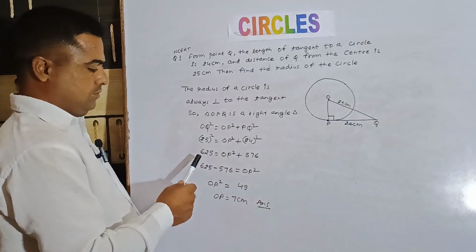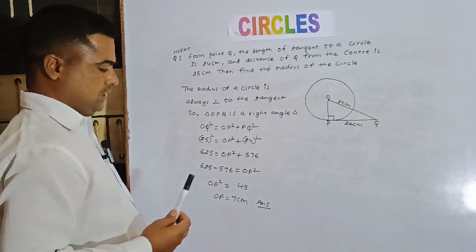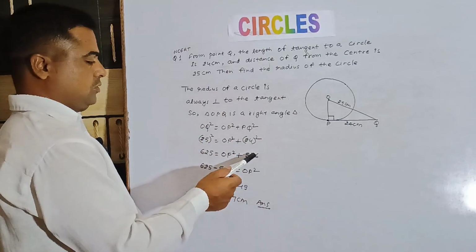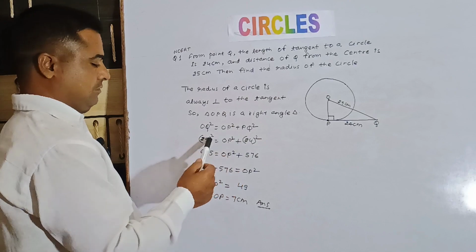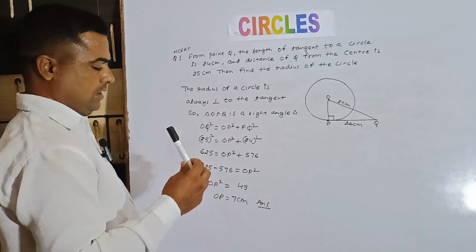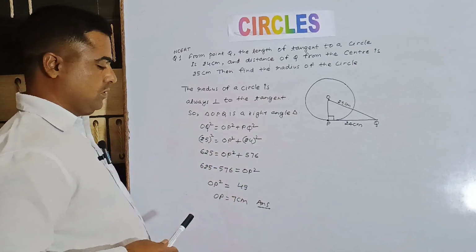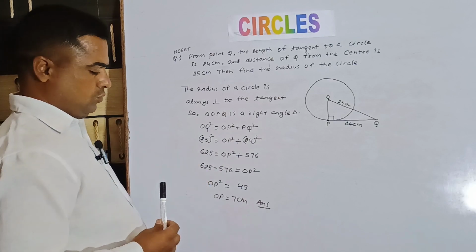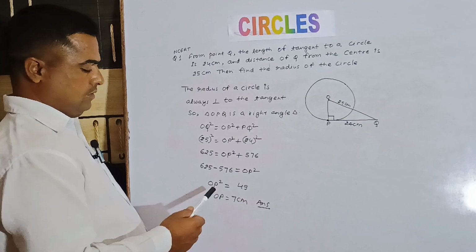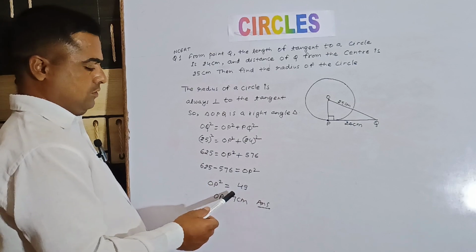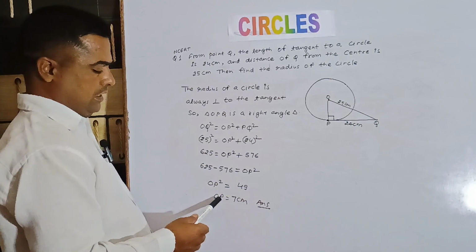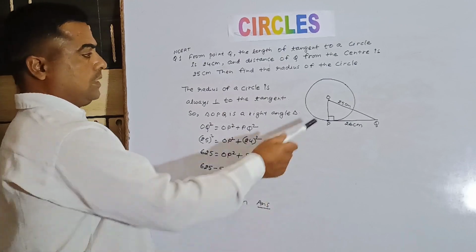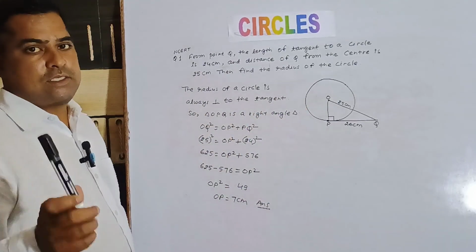The square of 25 is 625, and 24 square is 576. We are transposing this 576 to the left hand side, so this will be 625 minus 576 equals OP square. If you subtract 576 from 625, we will get 49. We will remove the square from the left hand side, so we will get the square root. The value of OP will be square root of 49, meaning 7 centimeter. Meaning the radius of this circle will be 7 centimeter.